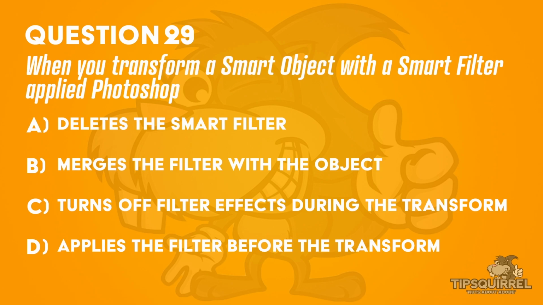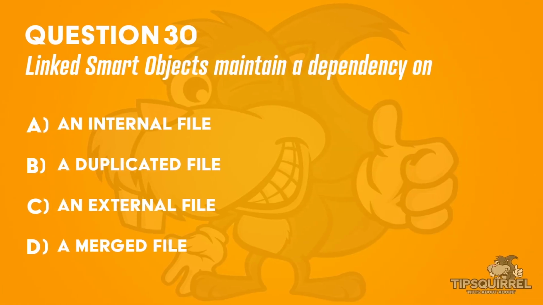Let's crack on. The last question is question number 30. Linked smart objects maintain a dependency on A, an internal file, B, a duplicated file, C, an external file, or D, a merged file.